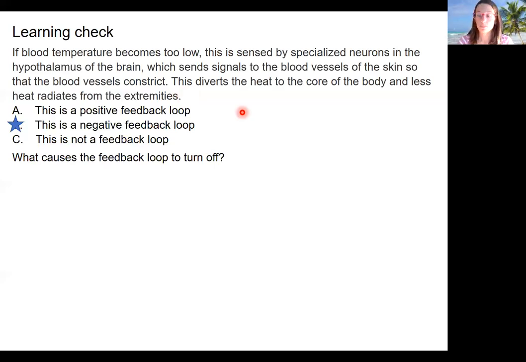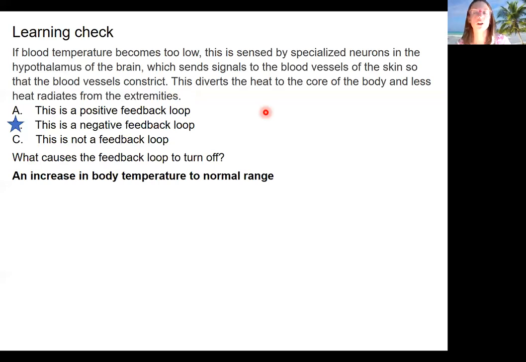So what causes this feedback loop to turn off? An increase in body temperature back to the normal range. As long as that happens, this loop will turn off. Again, if that doesn't happen, if you stay out in the freezing cold, this is going to stay on to keep you alive.